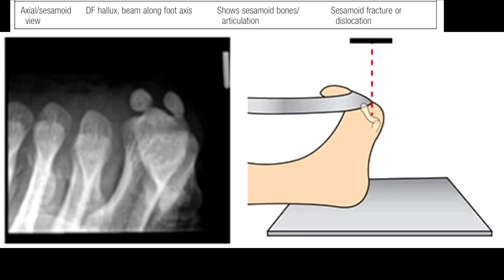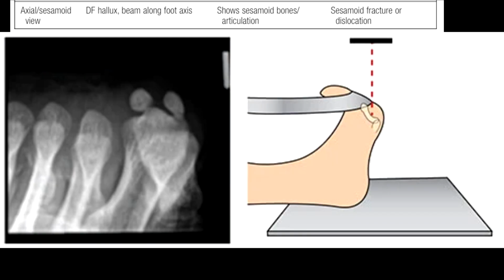And finally, let us mention the axial or sesamoid view, obtained by dorsiflexing the hallux and directing the beam along the foot axis. This view isolates the sesamoid bones beneath the first metatarsal head, showing us their position and articulation. It is extremely helpful in evaluating sesamoid fractures, bipartite sesamoids, or dislocations.